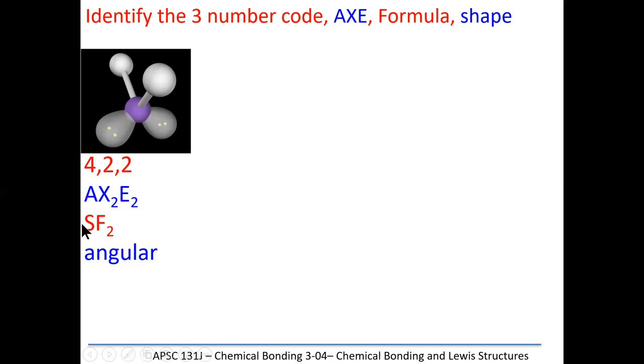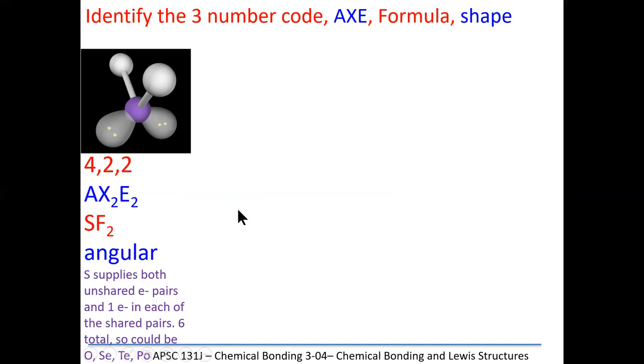Of course, there are many, many different examples you could use, as I said in the past. You could use family substitutions. It could be selenium with 2 chlorines. It could be tellurium with 2 bromines. Now the sulfur supplies, again, both the unshared electron pairs plus 1 each from those covalent bonds.